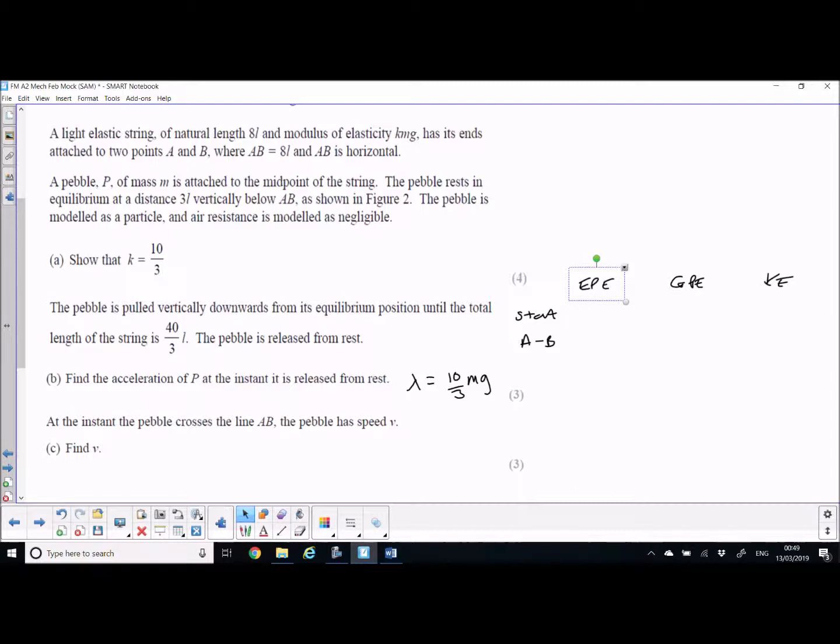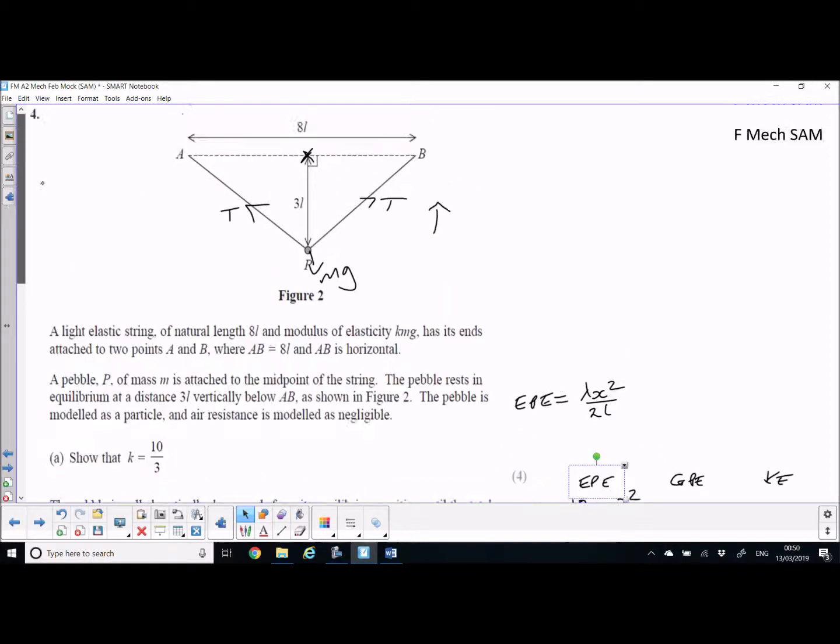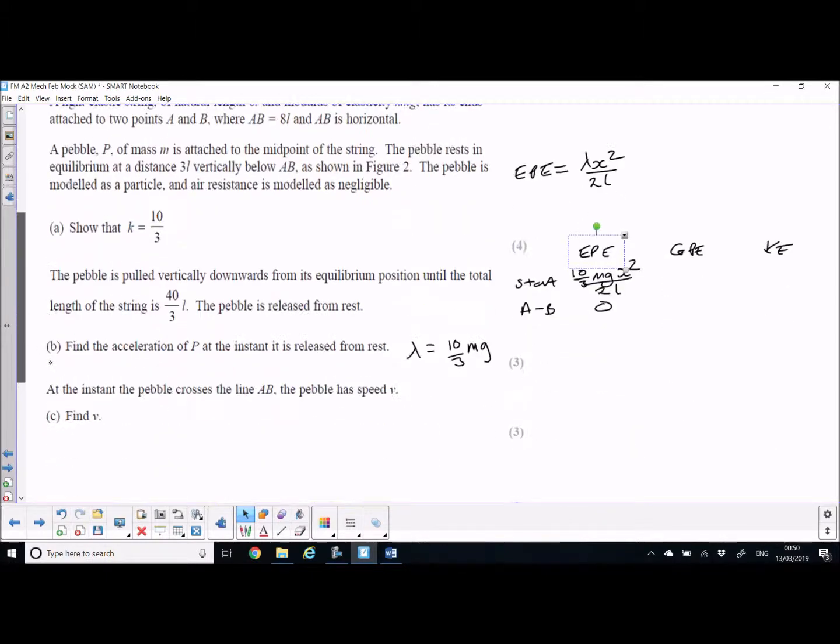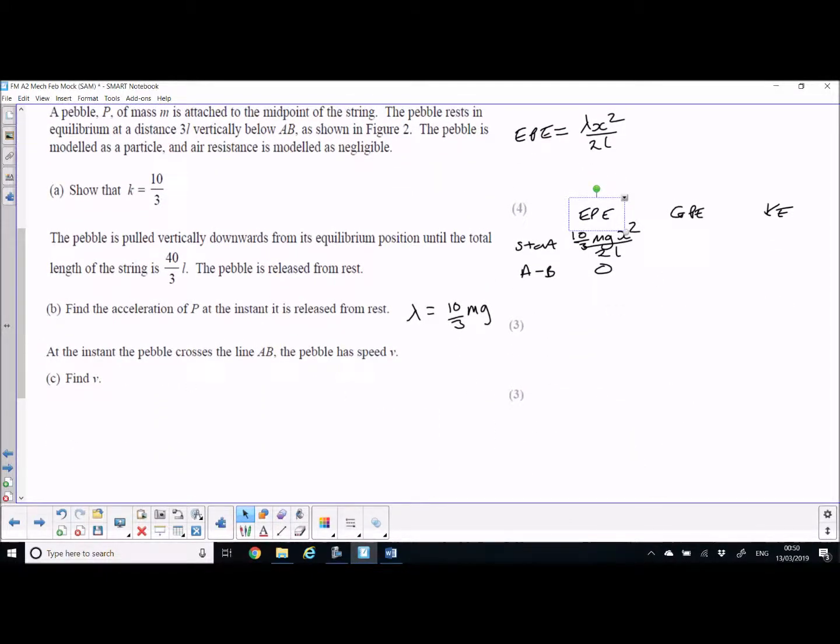At the start, we've got the elastic potential energy. Elastic potential energy, when we're dealing with tension in strings, is lambda x squared over 2L. So our lambda is 10/3 mg, our extension over 2L, where we mean the natural length, and we'll replace that in a second. At the end, when it crosses AB, well, AB is 8L apart, which is the natural length of the string. So there's going to be 0 tension at the end. We're going to set gravitational potential energy to be 0 at the start.